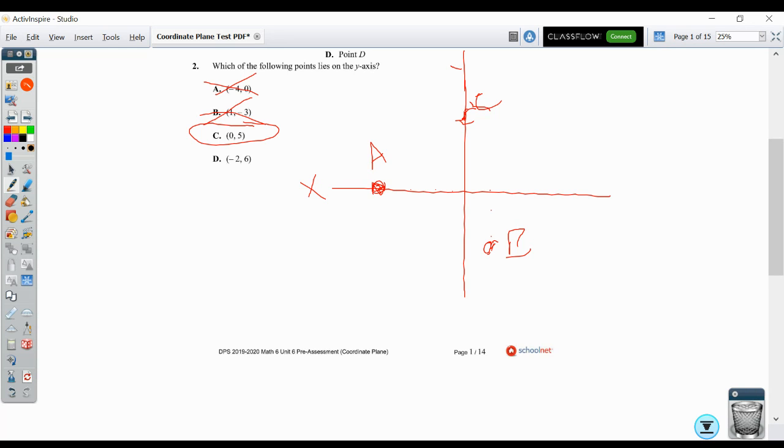And we know this, right? Because the x is 0 in this case, and so that means I stay on the y-axis. I haven't moved.